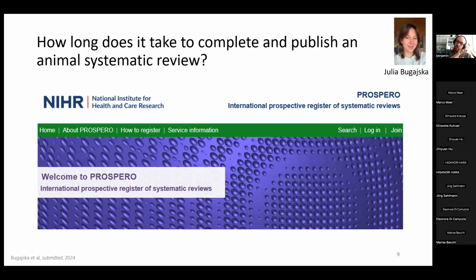What we have done is we looked at all these protocols and checked how many of them actually resulted in a publication. So how many of these reviews were completed and published, and how long did it take from the protocol registration, in which the authors also have to state when the review starts. This gives us the relatively exact start point of the review until it has been published or submitted to a journal. And we assume that the submission to a journal roughly equals the completion of the systematic review.